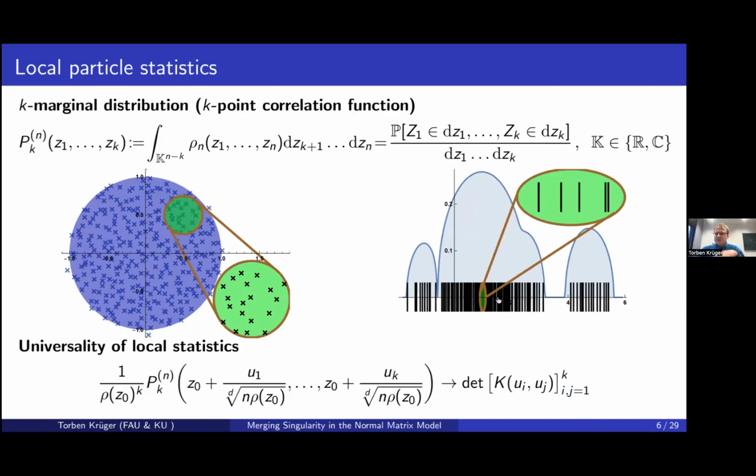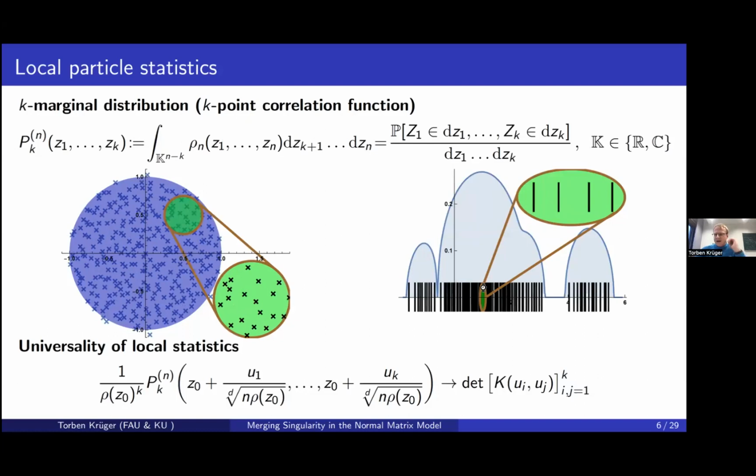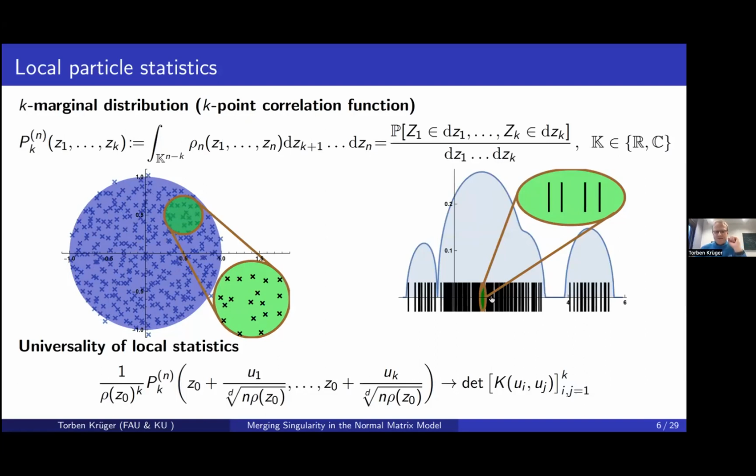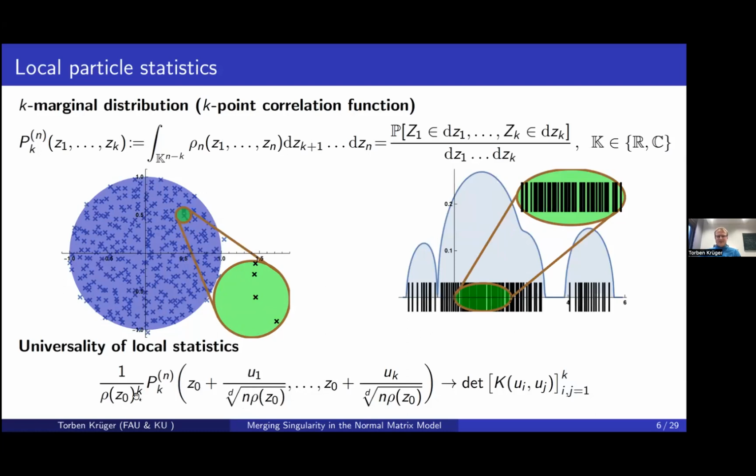Of course, in the one-dimensional case you would have to zoom in on the 1/n scale where the particles are spaced, and here you have to zoom in on the 1/square root of n scale. So d is equal to 1 or 2: for d equal to 1 it's just no square root, and otherwise it's a square root for d equal to 2.